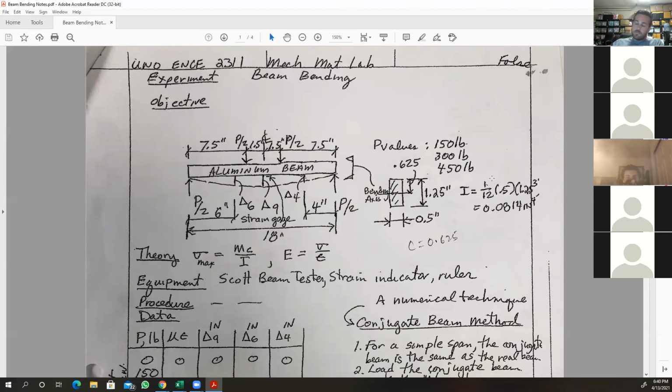I saw a couple of examples. I worked out some problems with the moment of inertia before. That c is 0.625, which is half of 1.25. You will use the c to calculate the maximum stress. Again, c is the distance from the neutral axis to the top fiber, to the outer surface of the beam.